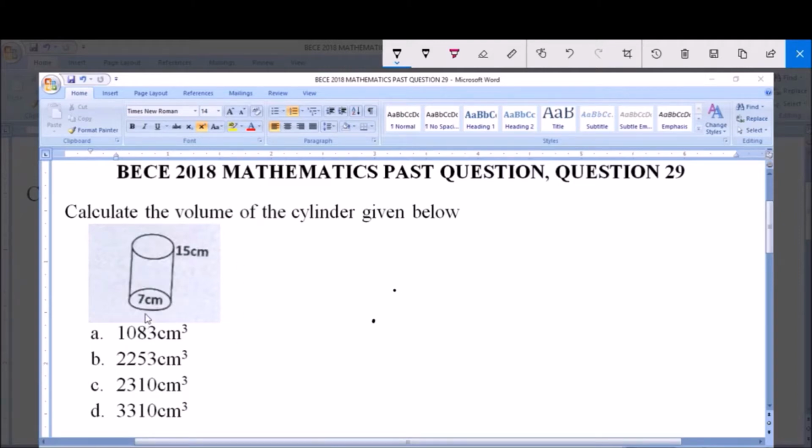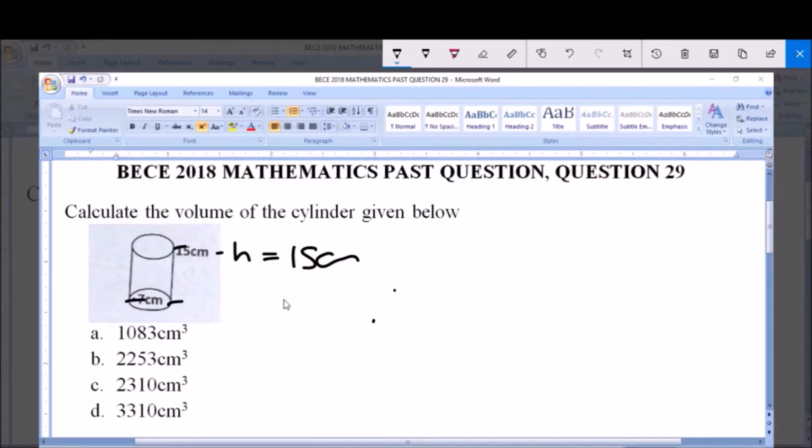Now we have to calculate what? The volume of this given cylinder. Now this cylinder, this is the height of the cylinder from here to here, and the height is given to be what? The height is given to be 15 centimeter. That is, h is equal to 15 centimeter. And then we are given the radius.